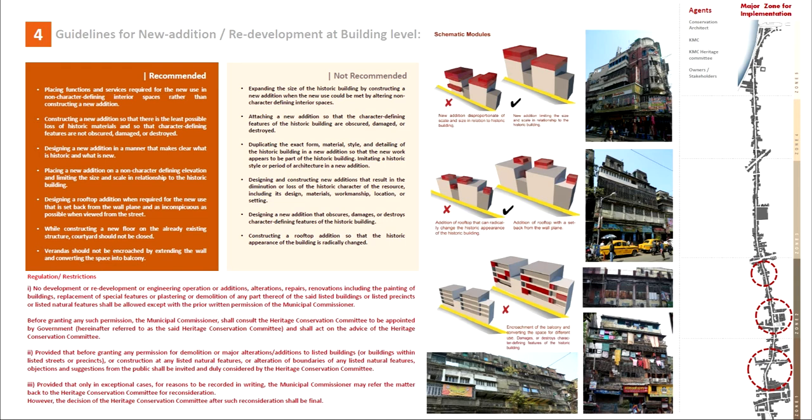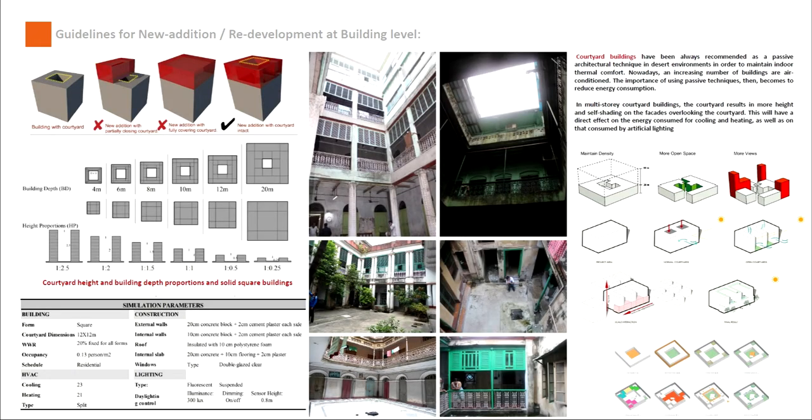Guidelines for new additions and redevelopment. Place functions and services required for new use in non-character defining interior spaces rather than constructing a new addition. While constructing a new floor on the already existing structure, the courtyard should not be closed. Verandas should not be encroached upon by extending the walls and converting the space into a balcony. Also, provide new regulations and restrictions for development and redevelopment, also emphasizing the implementation of the existing regulations for the same. In multi-storied courtyard buildings, the courtyard results in more height and self-shading on the facades overlooking the courtyard. Guidelines for courtyard height and building depth proportions.